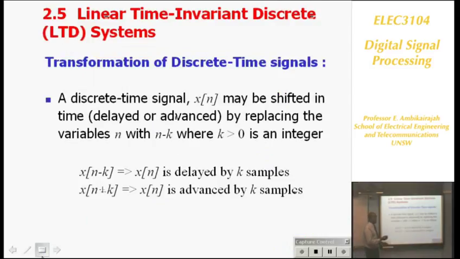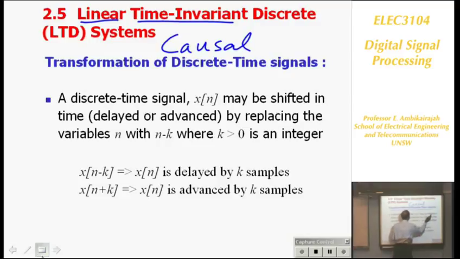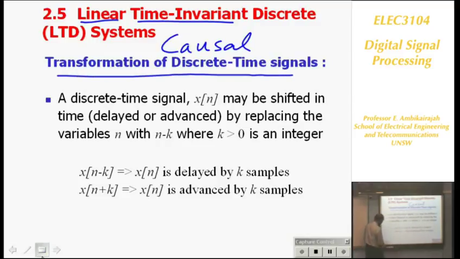So all the systems that you will be studying from now onwards are linear systems, time invariant systems, and most of the time you study causal systems. Causal system means in the negative time the input values are all zero, and the output is also zero. So that's the system you'll be studying. Now we are going to use transformation of discrete time signals. How are you going to transform a discrete time signal? That's what we are going to do next.